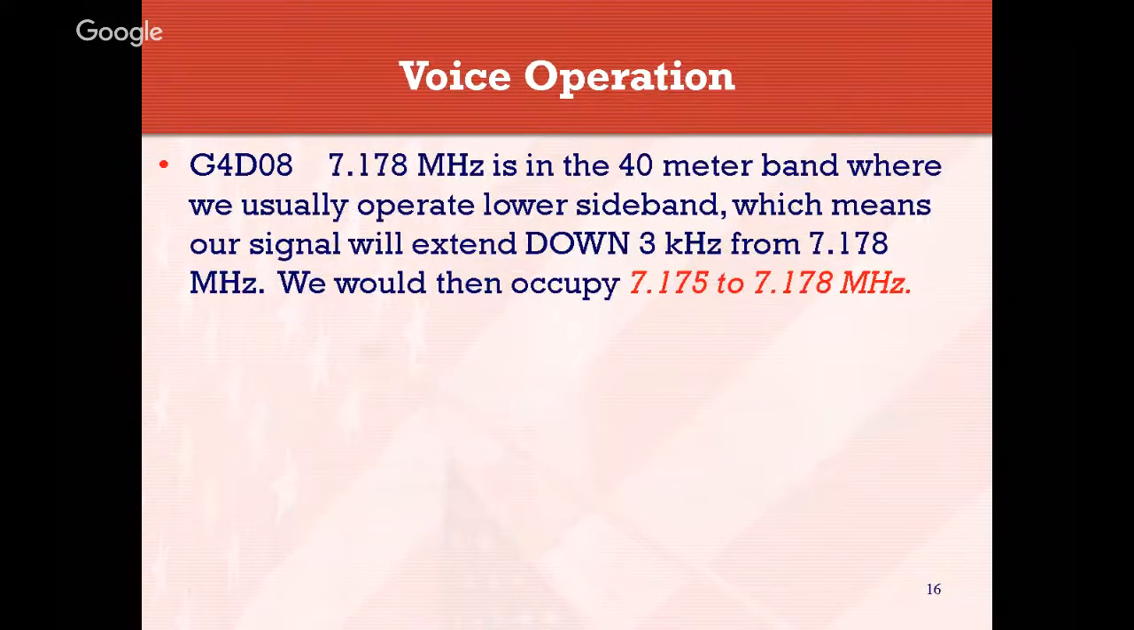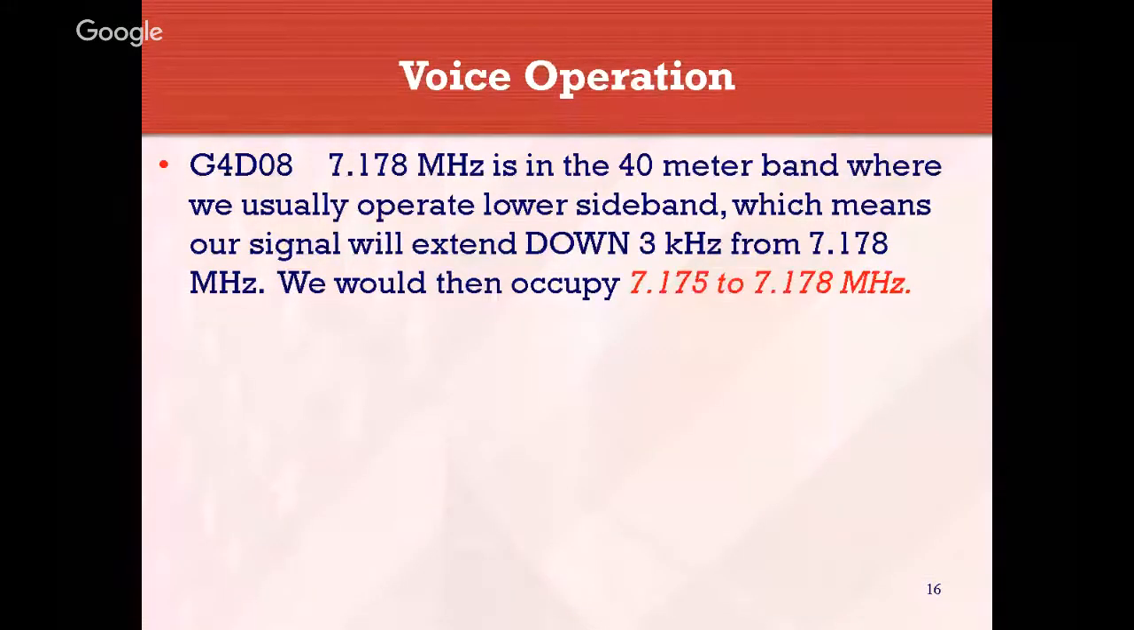7.178 is in the 40-meter band where we usually operate lower sideband, which means our signal will extend down 3 kilohertz from 7.178. We would then occupy 7.175 to 7.178 megahertz with our signal.